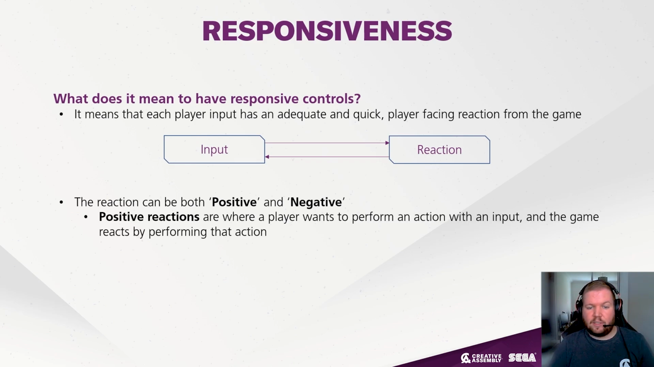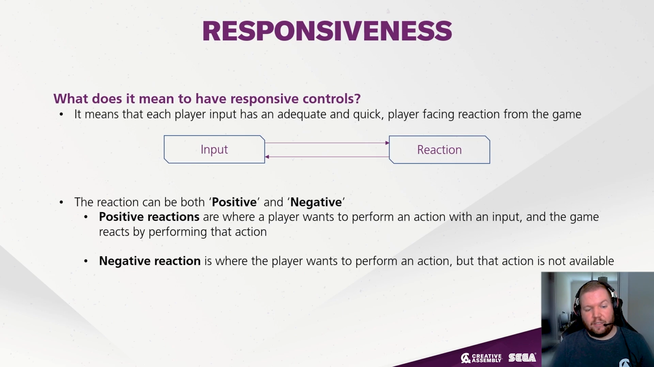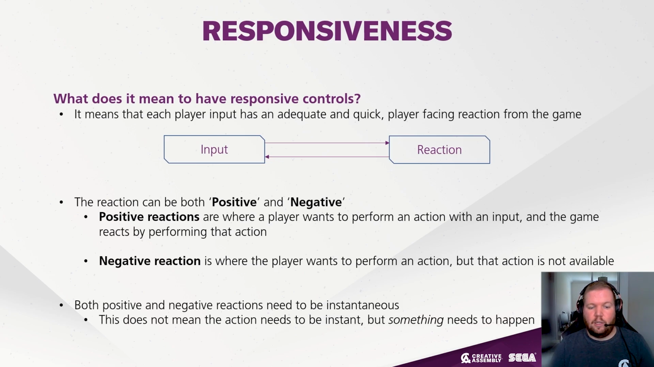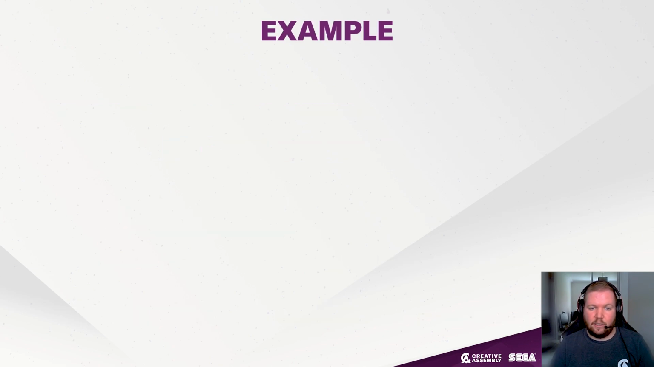So positive reactions are where the player wants to perform an action with an input, and the game reacts by simply performing that action. And the negative reaction is where the player wants to perform an action, but that action is not available at a given time. Both positive and negative reactions need to be instantaneous. This doesn't mean that the action needs to be instantaneous. What this means is that something needs to happen immediately after the input. So the player understands that they've done something and there is an appropriate reaction to that.